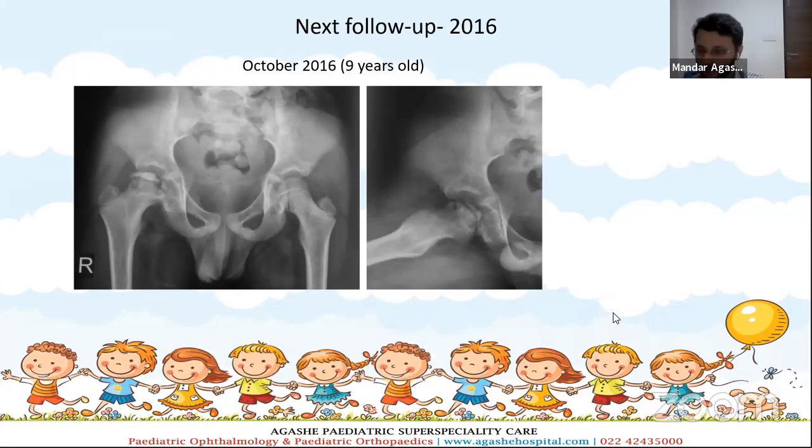Again, as I told you, it doesn't matter what we suggest, it matters what they come to us with. So they came after a year or so, when he was 9 years old. This is October 2016. He had a bit of a restriction of range of motion. His abduction was about 30 degrees. He had a slightly more limp, though he was doing all routine day-to-day activities. So what will you do, Salil? He is now 9 years old, October 2016.